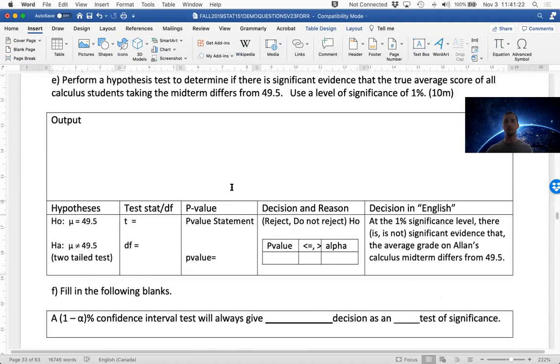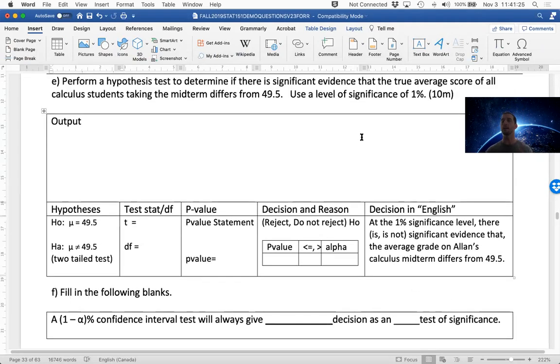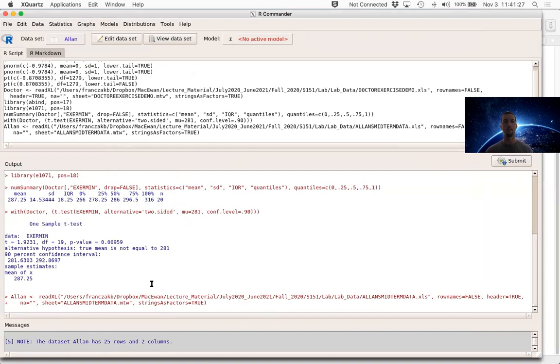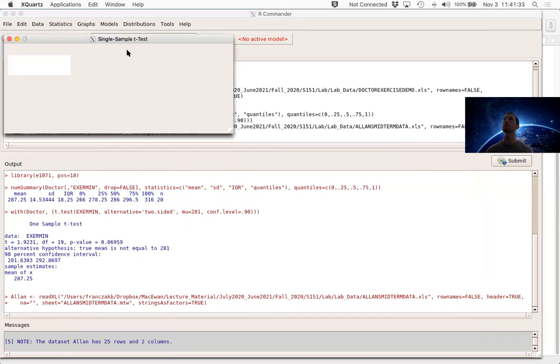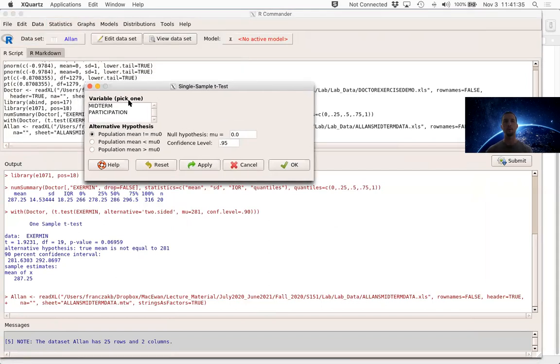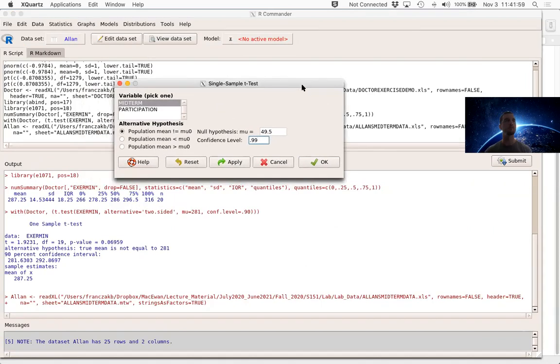All right, now, setting this up in R is going to be done in the exact same way that it was done before. So we have Allen's data. We're going to click statistics, means, single sample t-test. We're going to select the midterm mark as our variable. We have a does not equal sign as the alternative because it's a two-tailed test. The null here is going to be 49.5. And we are testing at the 1% significance level, so our confidence interval would be set to 0.99. Okay. Any questions on the setup before I click OK?